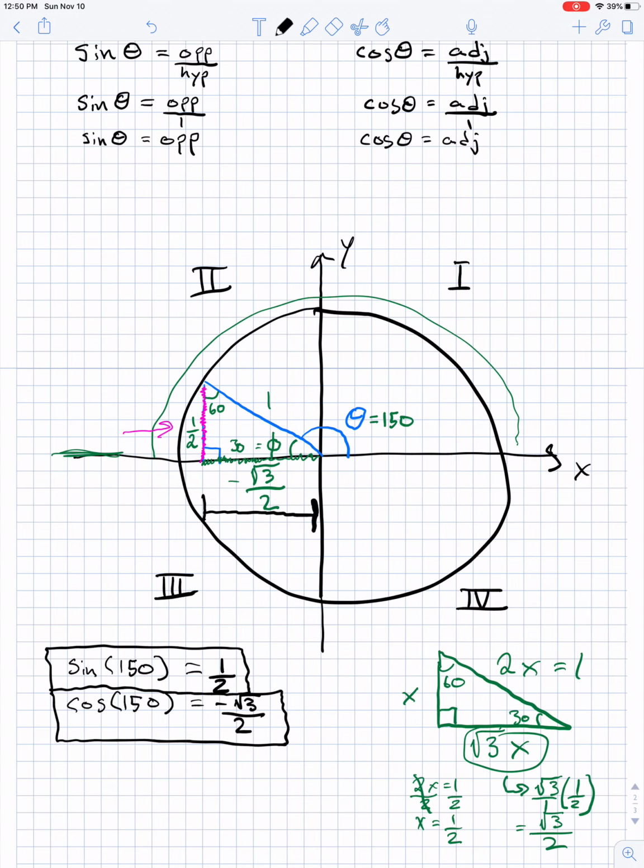So again, the main takeaway from this lesson is that when you draw your right triangle, your reference triangle, the opposite side of that triangle is always equivalent to the sine of theta, and the adjacent side is always equal to the cosine of theta. Okay, so I hope that helps you out.